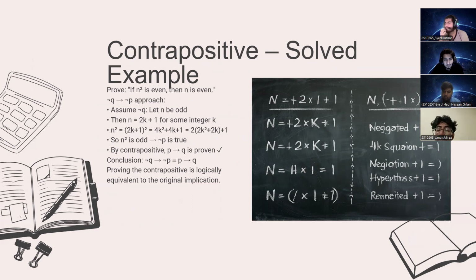Assume n is odd. An odd number can be written as n equals 2k plus 1. Now we can take its square. This will become the form 2m plus 1, which means it is odd. So if n is odd, n square is also odd. Therefore, the contrapositive is true, and hence the original statement is also true.